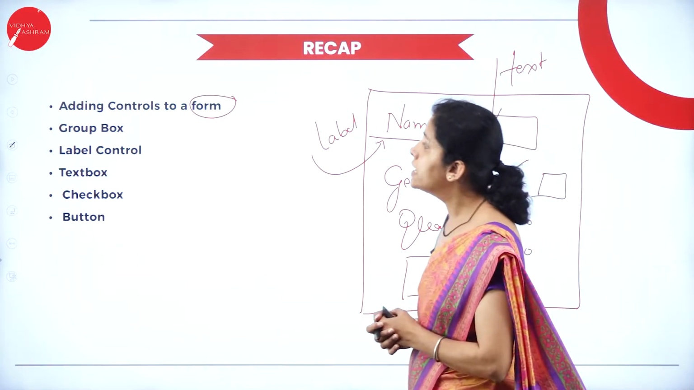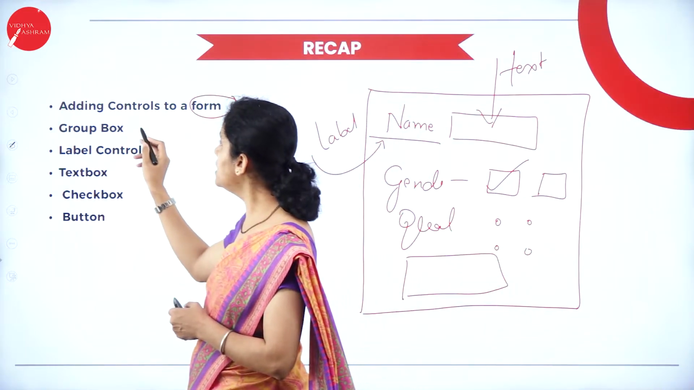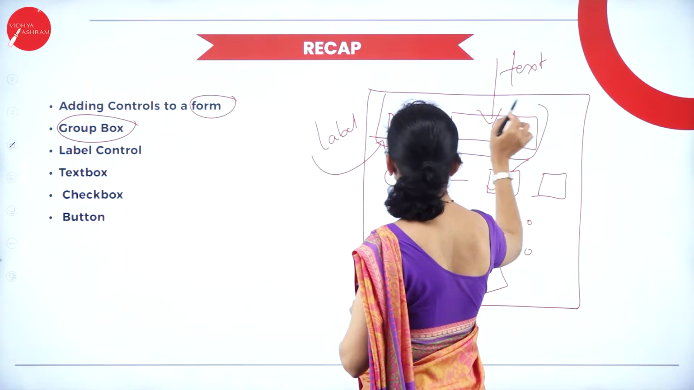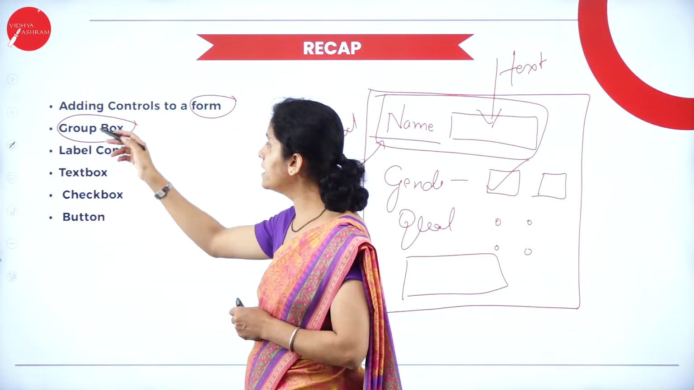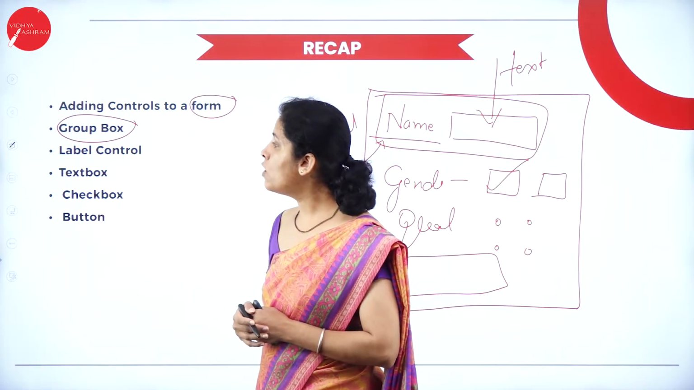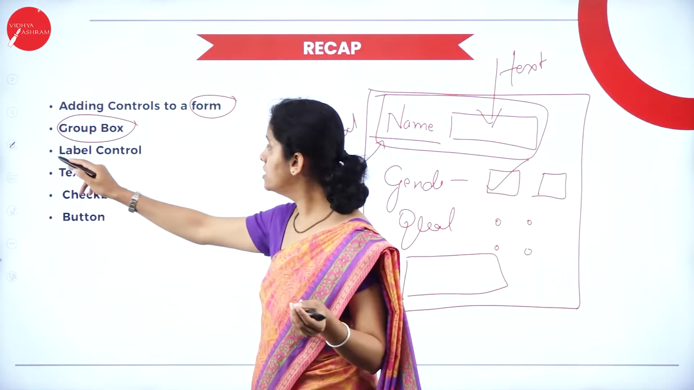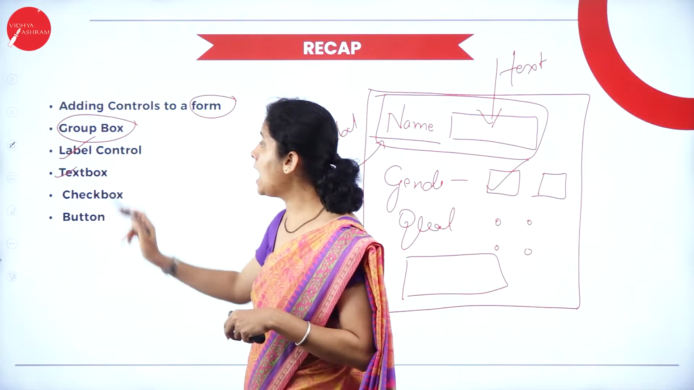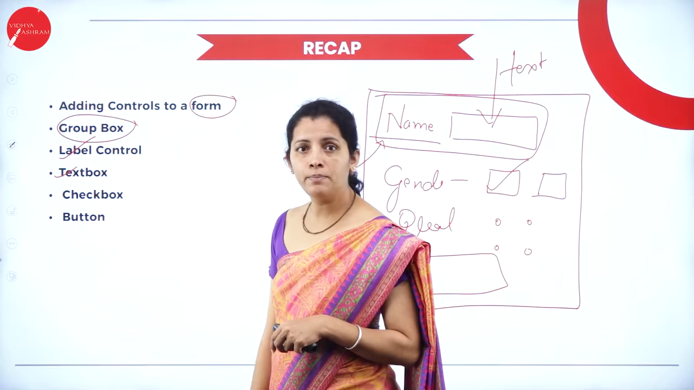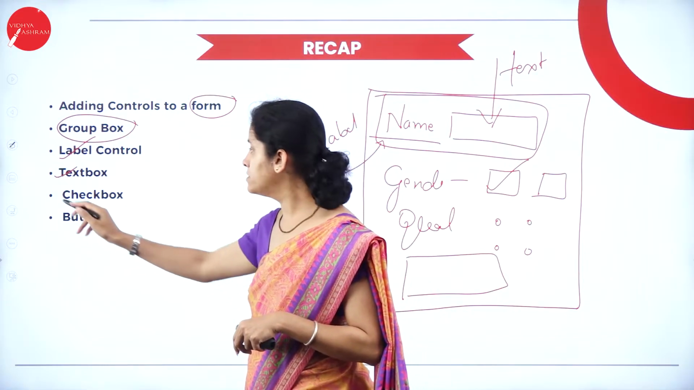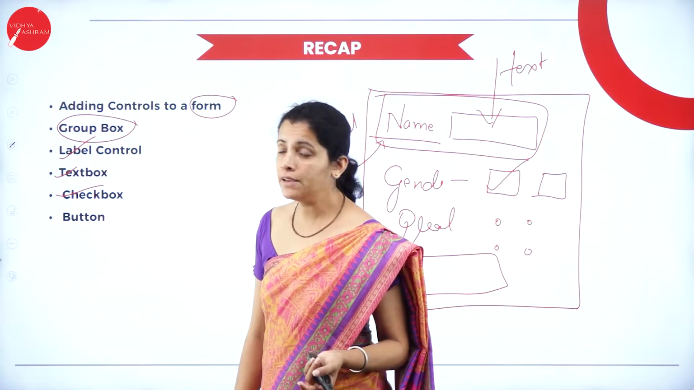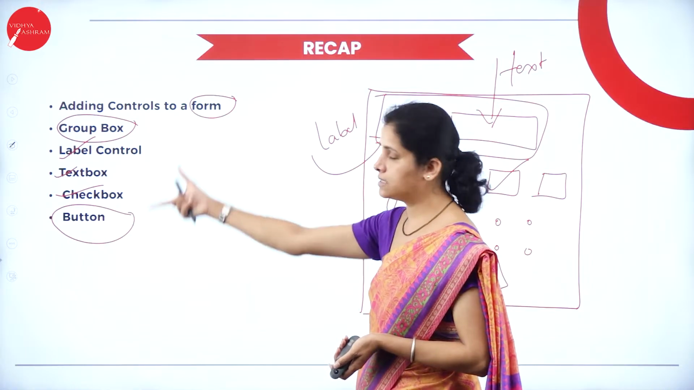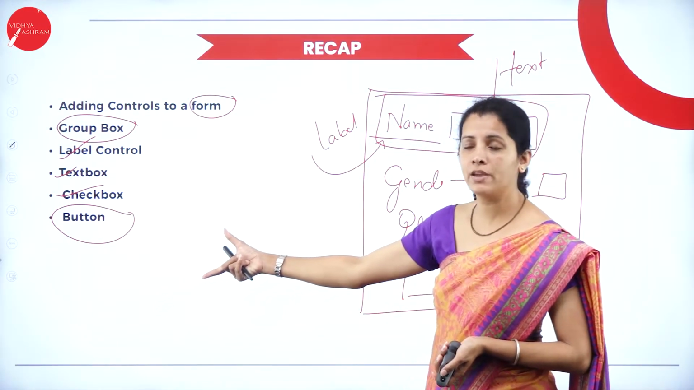So dear student, in my last session, I started with the group box. If I want to group all the controls together, then I can use the group box. To display a message, I use the label control. To enter the data, I have the text box. To fill or tick the box, I have the check box. And to submit the form, I have the control called button. So these are the things I discussed in my previous session.